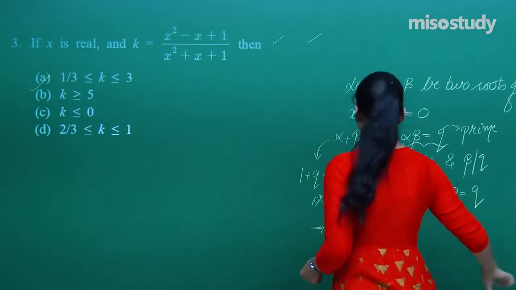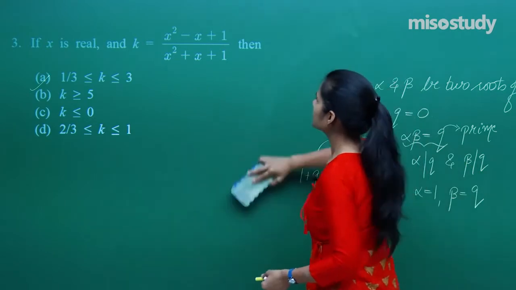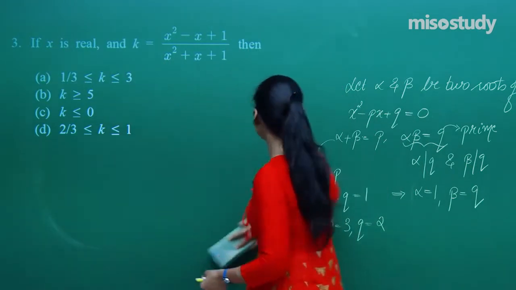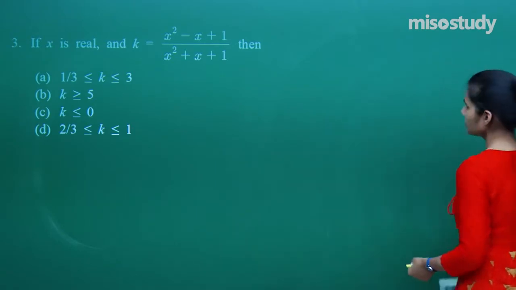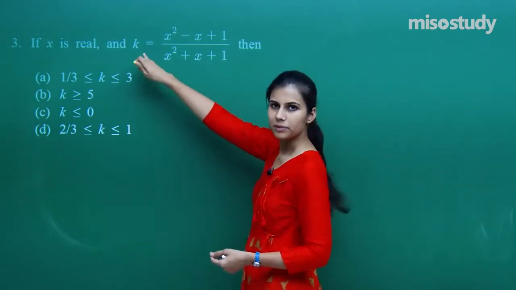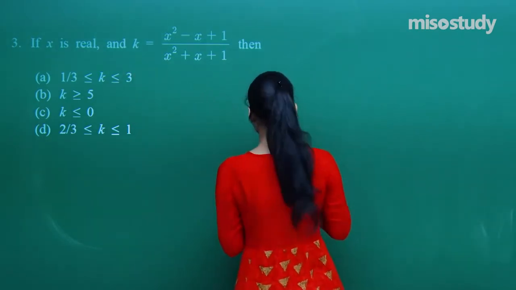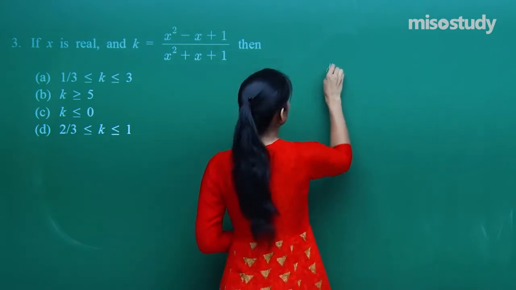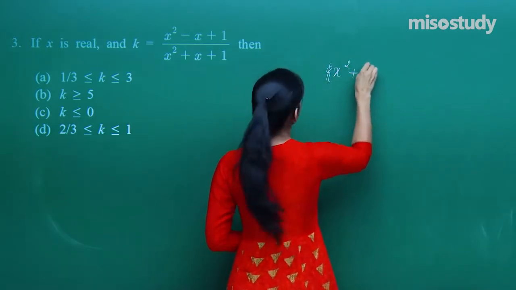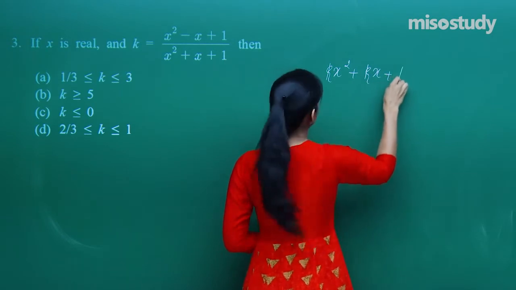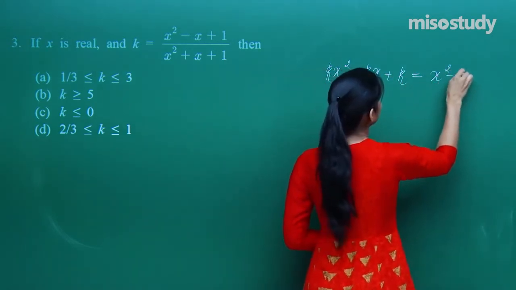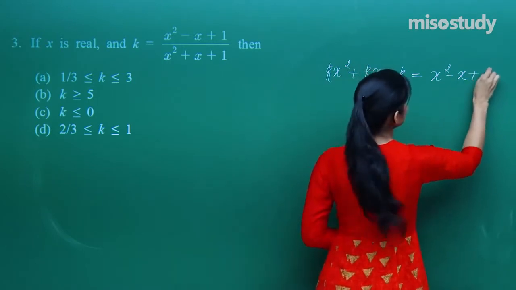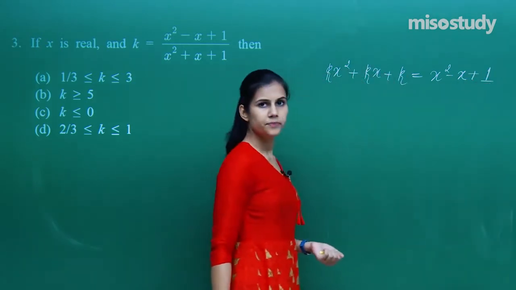If X is real and K is this, then K is actually lying in which range? Let's talk about this question now. Here if you cross multiply, what do you get? Kx square plus Kx plus K equals x square minus x plus 1.